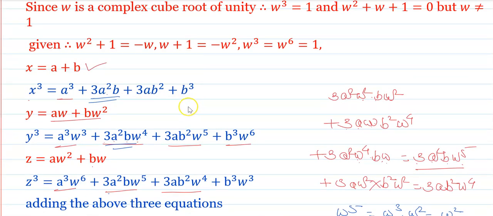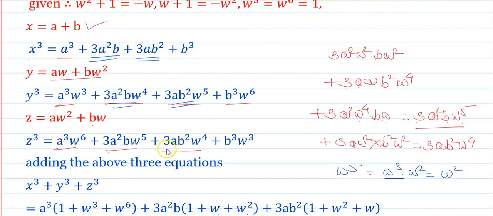Okay. The third term is 3ab square. Okay. This is the 3ab square. Again 3ab square into omega raised to 5. Again what is the value of omega raised to 5? It is omega square. Because omega raised to 5 can be written as omega cube into omega square. Omega cube is 1. Okay. And what about here? 3ab square omega raised to 4. How will we write omega raised to 4? Omega cube into omega. But omega cube is 1. And into 1 into omega, overall you will get omega.